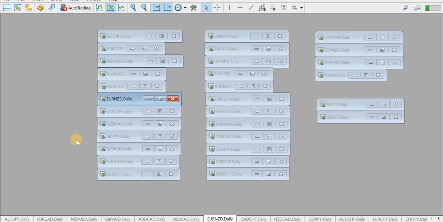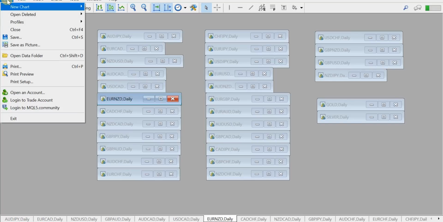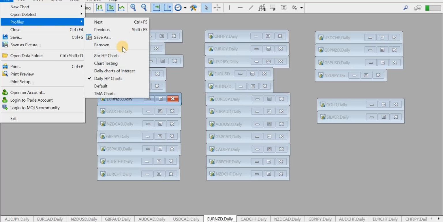Now let's have a look at the charts. All we'll look at is the daily high probability charts. So this is my profile here. This is actually an MT5 account. You can see I've got all my pairs on the one profile, and I'll just show you if I go to File, Profiles, 8-hour chart testing, daily charts of interest, daily HP chart. So this is the profile you're looking at here.